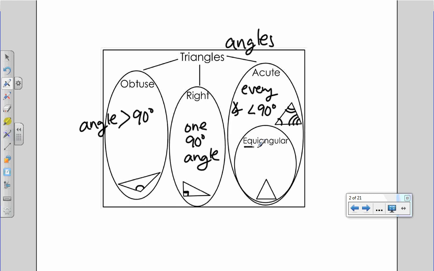Like in an equiangular triangle, equa means the same, angular means referring to the angles. In an equiangular triangle, all the angles are the same, so we mark them the same way. They are all acute. Every equiangular triangle is also acute. Remember the if-then statements we've been working on. If a triangle is equiangular, then it is acute.